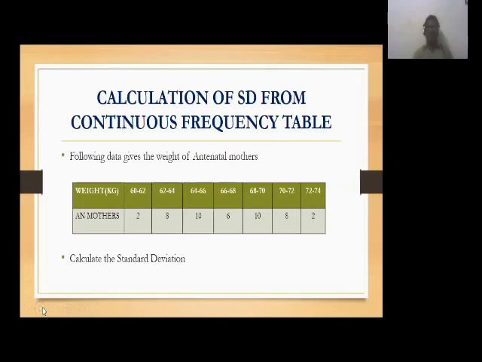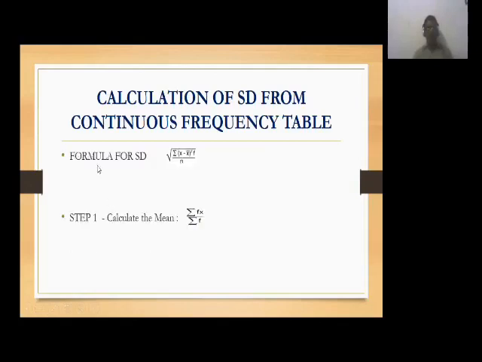As I already told, in the first step we have to calculate the mean. So, the mean for a continuous frequency table. The formula for calculation of standard deviation for a continuous frequency table is the square root of sigma f times x minus x bar whole square by n.